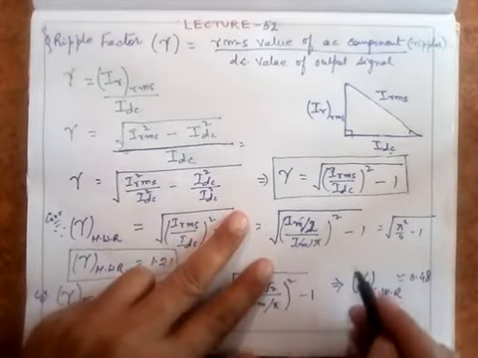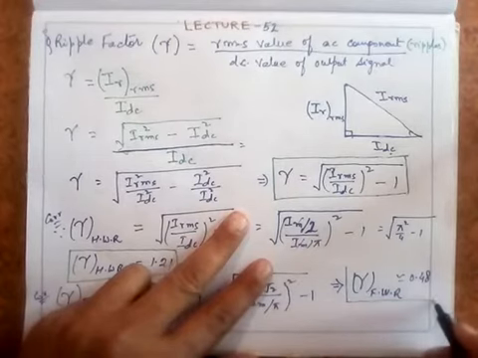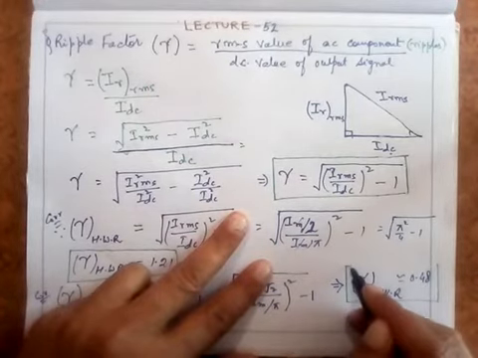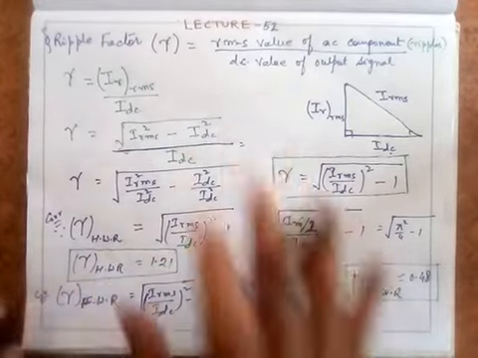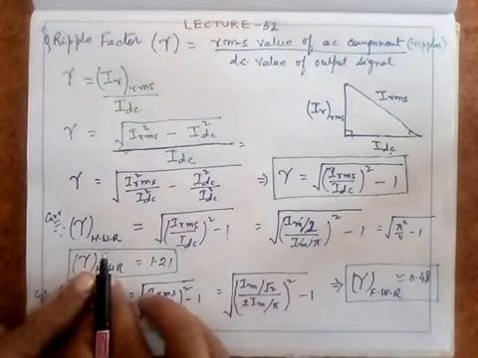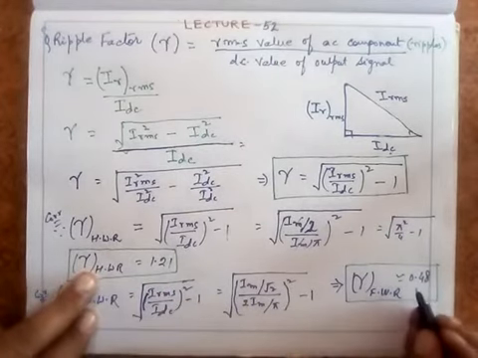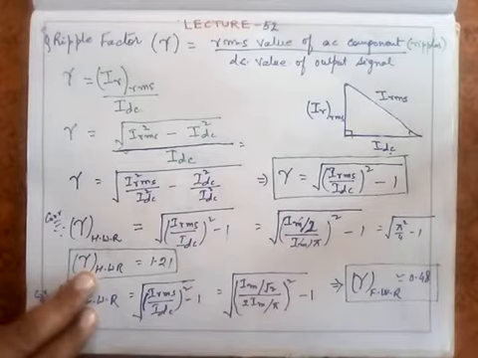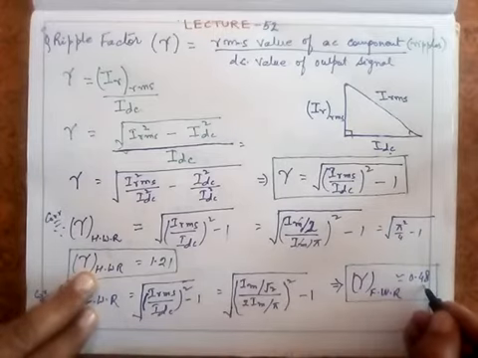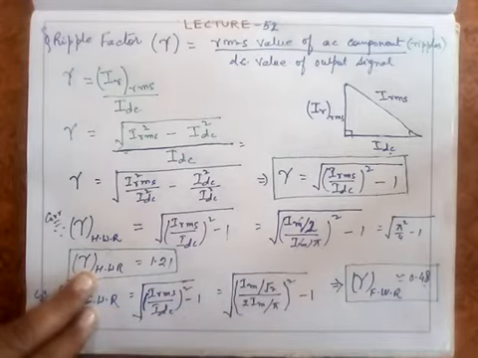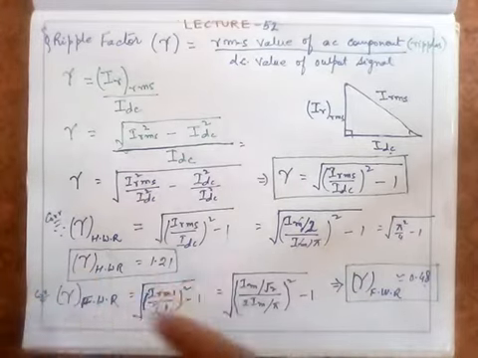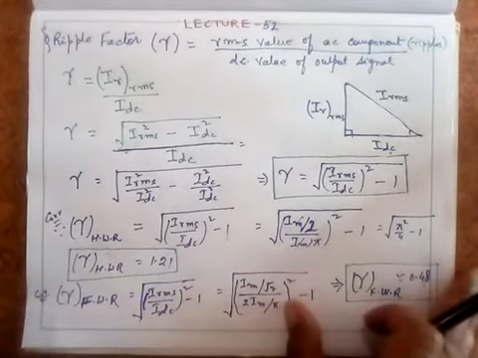0.48. This is the ripple factor for a full wave rectifier. This is the ripple factor for a half wave rectifier. So if you observe here, the ripple factor is reduced, a lower value, so it is a better rectifier as compared to a half wave rectifier. So this is all about your ripple factor for the time being.